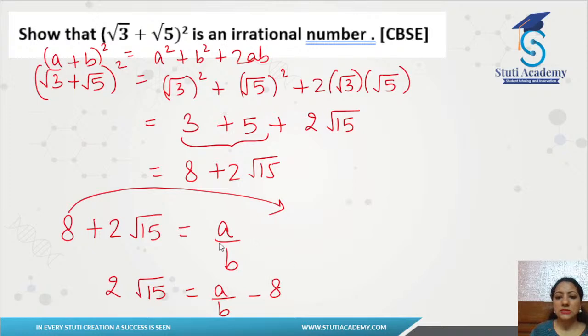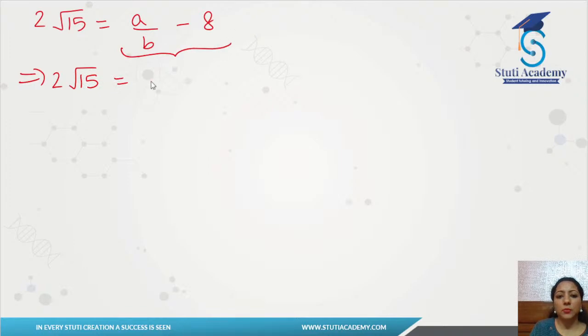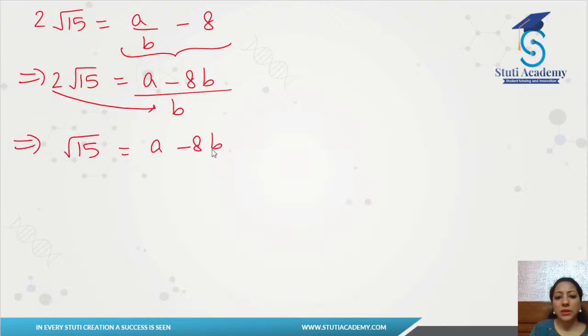Now we are going to take the LCM here. So we have 2 root 15 is equal to a upon b minus 8. Once we take the LCM here, on the right hand side, we'll get a minus 8b upon b. And 2 we are going to take on the other side. So we have a minus 8b upon 2b.